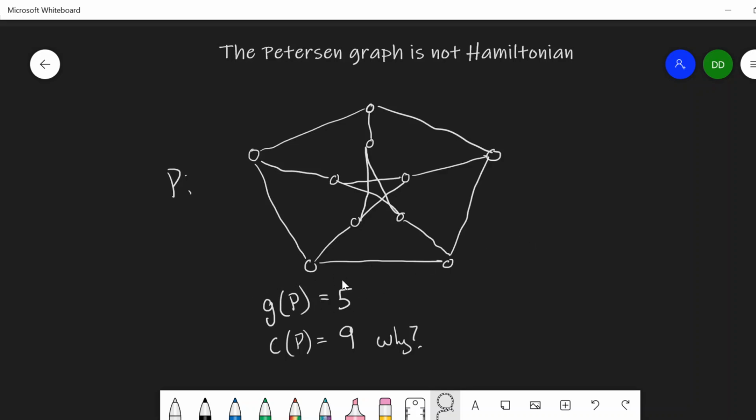Remember that we found by brute force that the girth of the Petersen graph was 5. The Petersen graph doesn't have any 3 cycles, nor does it have any 4 cycles in it. And we also said at the time that the circumference of the Petersen graph was 9.